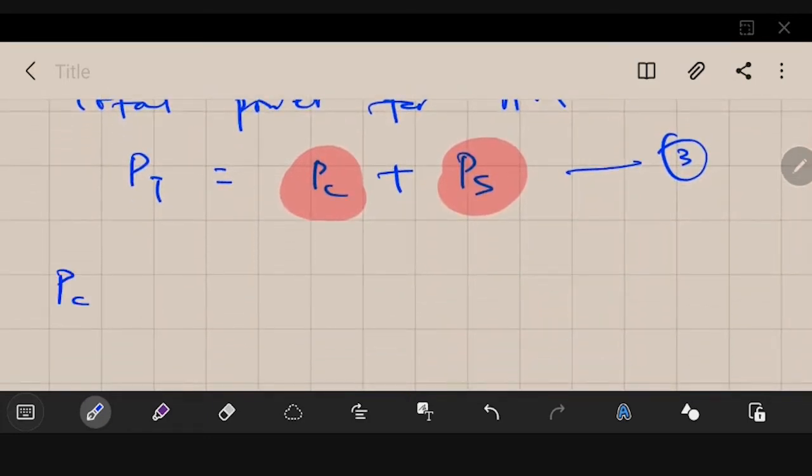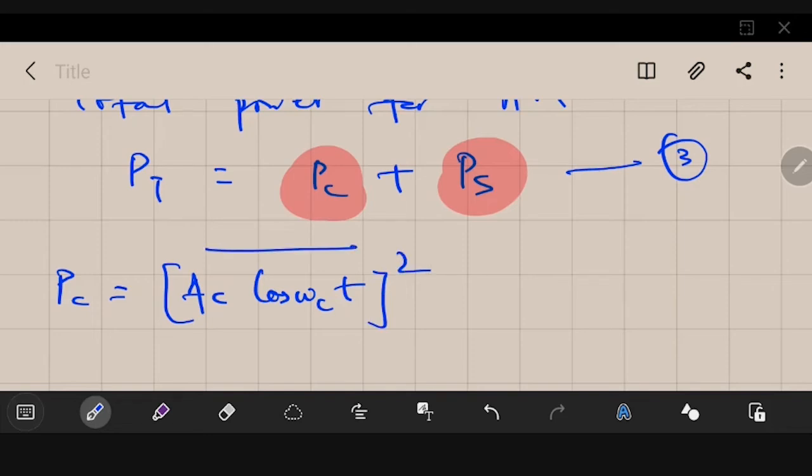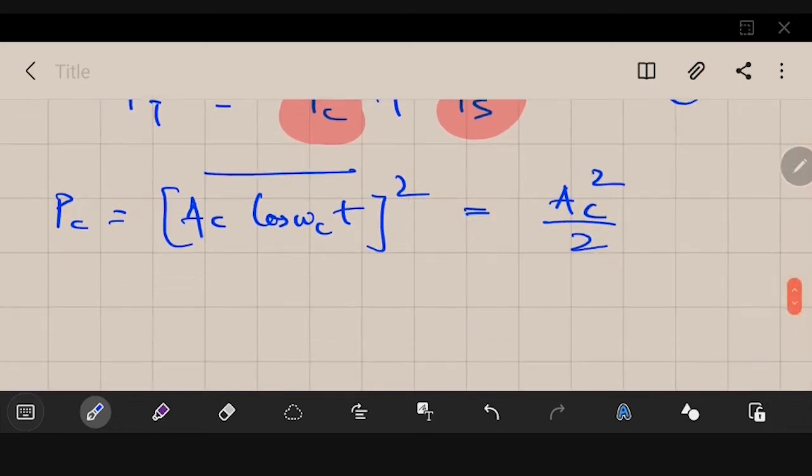So PC, we know the formula. PC is equal to AC cos omega CT. We have to find the mean square value of this, which is equal to AC square by 2. That is what we have already evaluated. Similarly, let us find the sideband power. Sideband power PS is equal to, we know that it is half Vm square of T, bar. So in this way we have to find it.